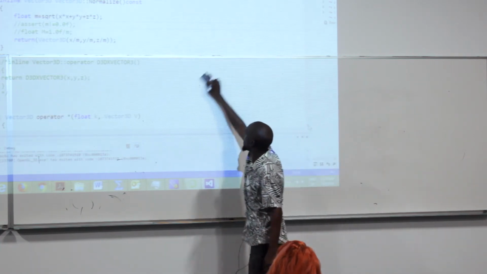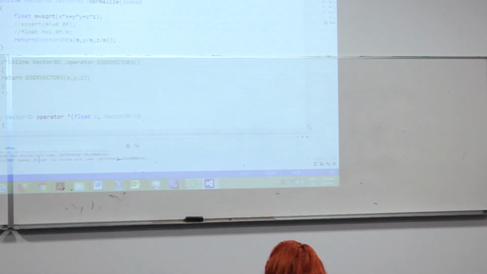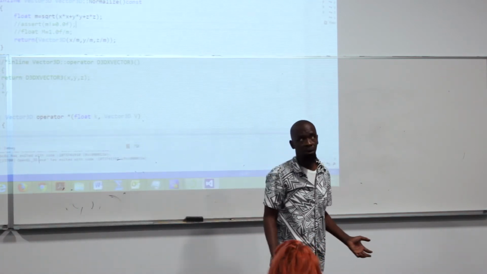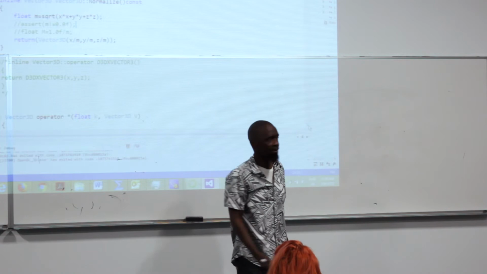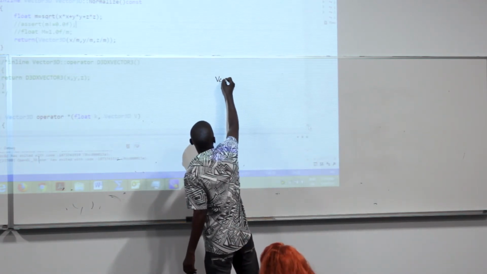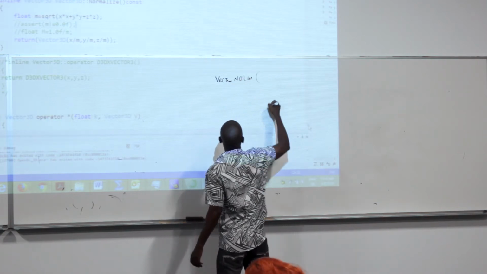The first one is this function, and I'm going to call this, this is a 2D vector, right? I will call this vec3 normalize. I mean, vec3 underscore norm. Sorry, norm, not normalize.